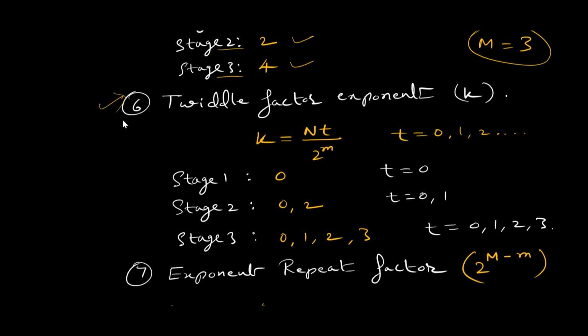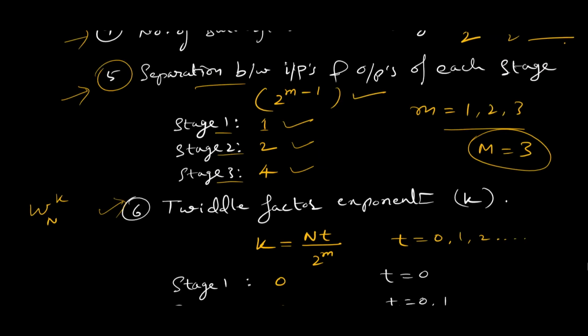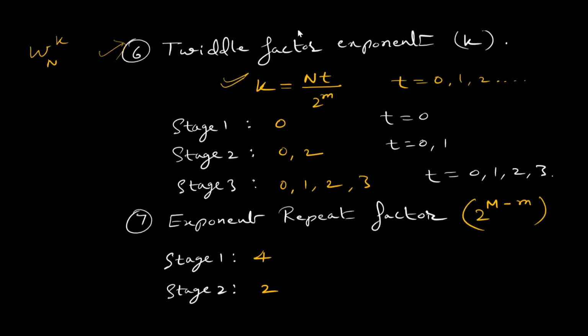Next is the twiddle factor exponent. We can write the twiddle factor like this. This k will be determined, and how many values of k we find depends on the values we got in step number 5. For stage number 1, we'll have only one value of the twiddle factor exponent. Now this is the formula, where N is the number of points and small m is the stage index. For stage 1, small m is 1, and N is always 8.